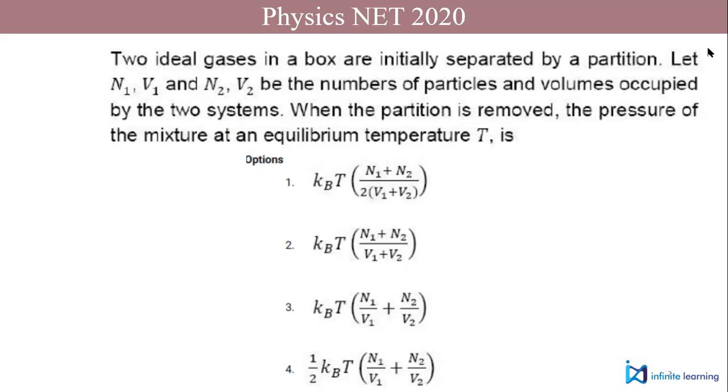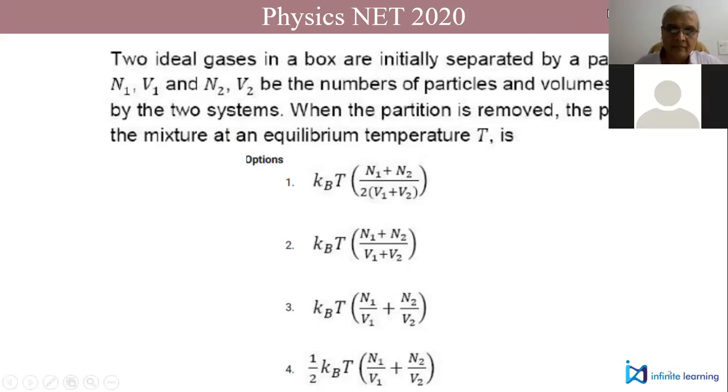Sir, simply option B, 2, because PV equals nRT. So if V1 plus V2 equals N1 plus N2, then it's N1 plus N2 on V1, V2. Yeah, that's correct. So you don't have to do any calculation here, right? Your common sense tells you it has to be option 2.